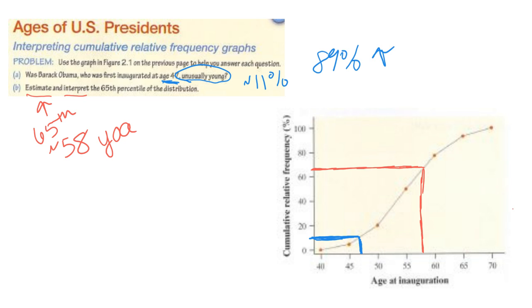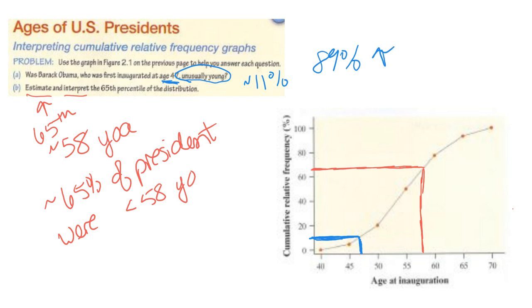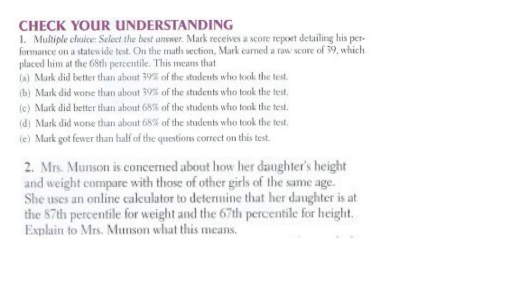And my interpretation of that would be approximately 65% of presidents were less than 58 years of age when inaugurated. That's my interpretation part. I'm using my context and I'm explaining what that number of 58 means. Okay, so like always, pause, take a second to attempt these on your own, and then we'll come back with the answer.